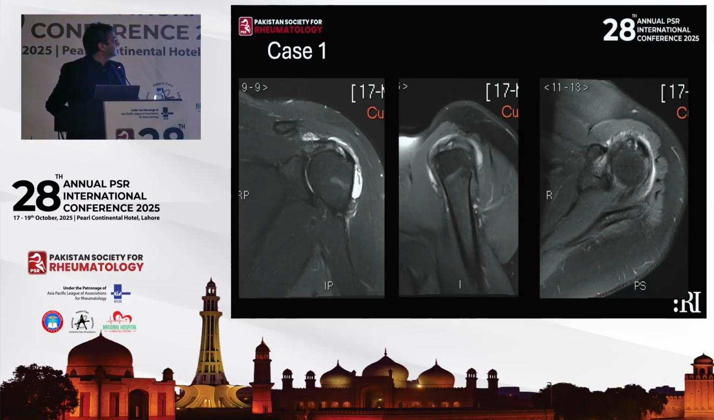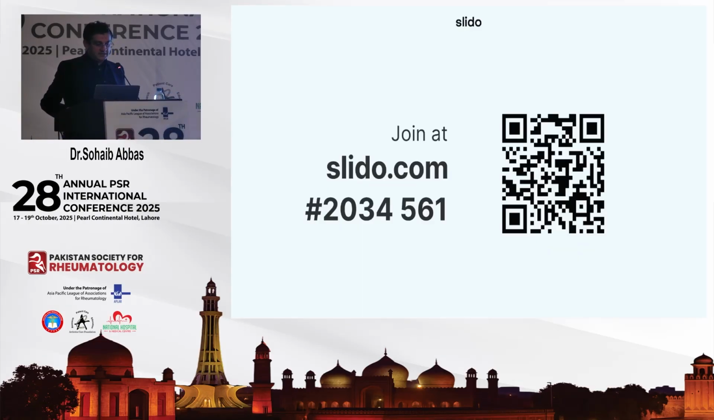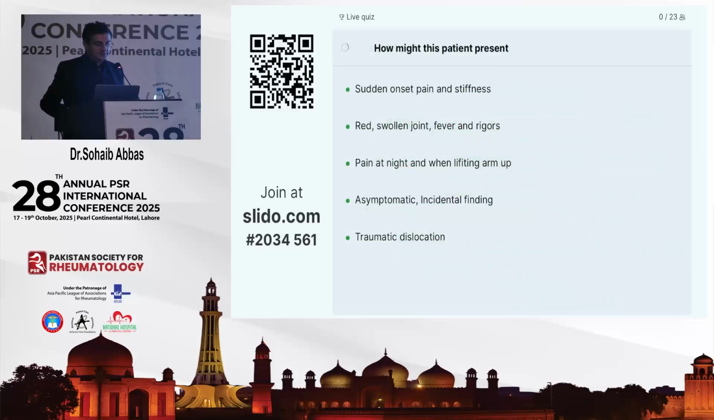So we're going to go back to this first case. I'm not sure what the expertise of the audience is, but I'll help you. This is a shoulder MRI. These are 3 sequences. They're all in the same. You don't need to know what the sequence is. It's a fat saturated, so water will appear bright. So here we go. This is the first case. And the first question is, how might this patient present? And you've got 20 seconds.